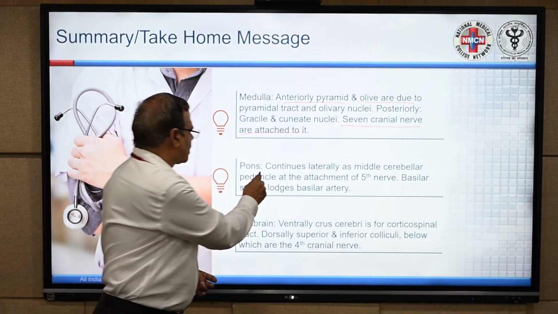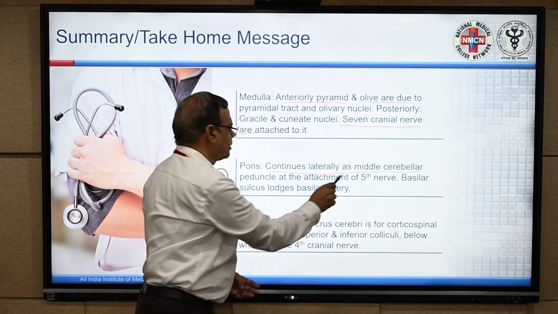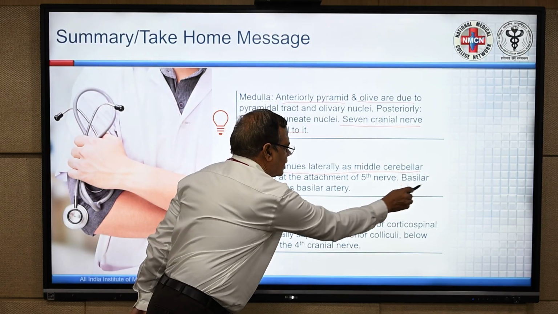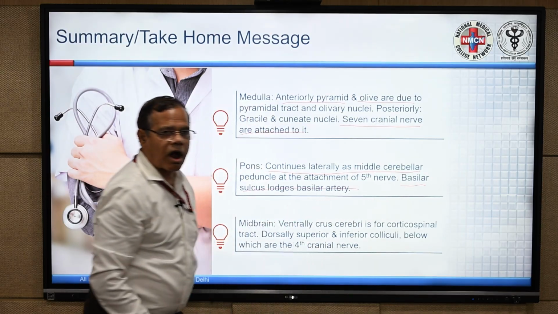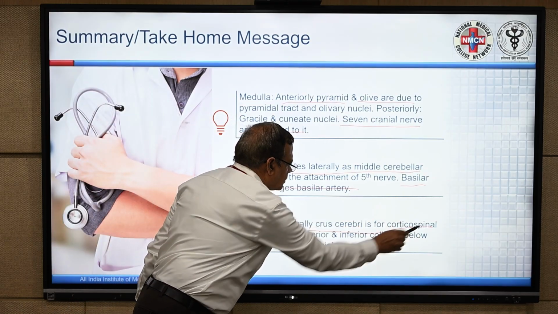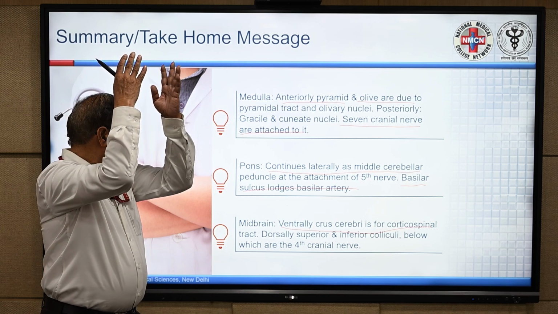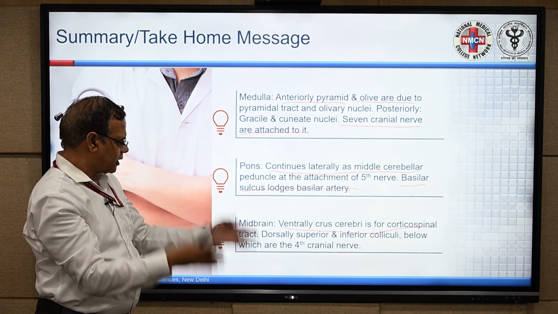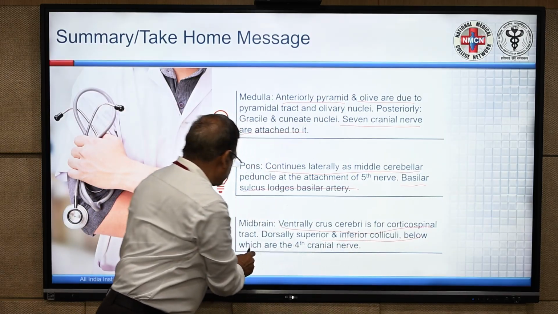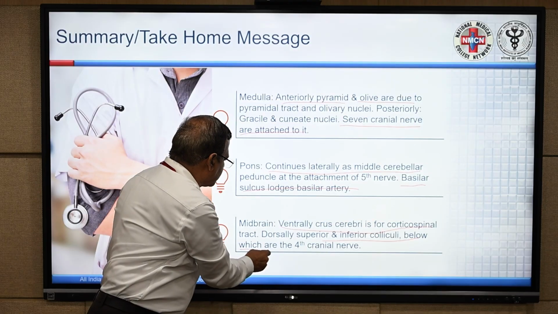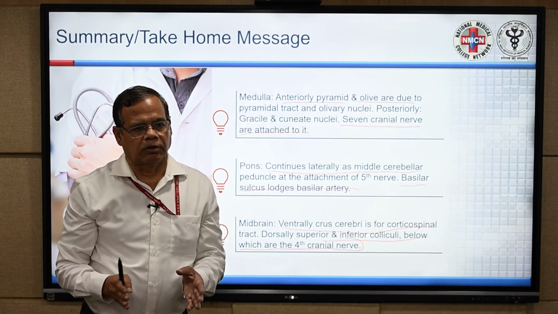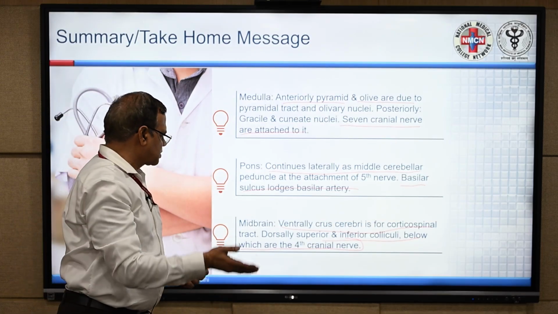Pons. The pons continues laterally as the middle cerebellar peduncle at the attachment of the 5th nerve. The basilar sulcus lodges the basilar artery. In the midbrain, ventrally the crus cerebri is there, through which pass the corticospinal fibers, or corticospinal tract. Dorsally there are the superior and inferior colliculi, below the inferior colliculus lies the 4th cranial nerve, the only cranial nerve which comes out from the dorsal surface of the brain.